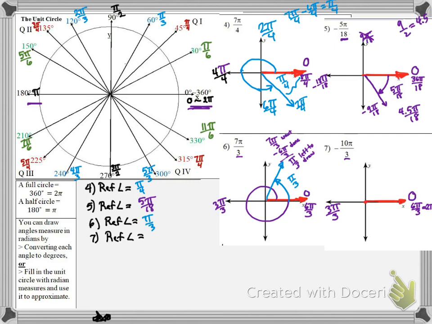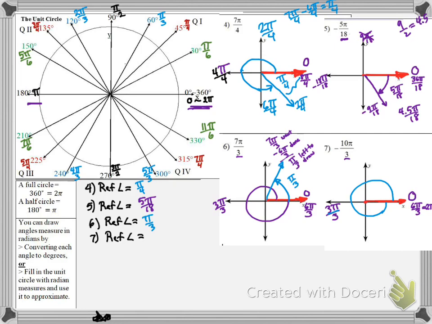Okay, last one here. Negative, so I'm going down first. 10 pi over 3, because it had a 3 on the bottom, I choose to make my pi into a 3/3 pi. And I'm going down. We decided if the pi is 3/3, then the full circle, the 2 pi part, is 6/3. I'm definitely going more than that.